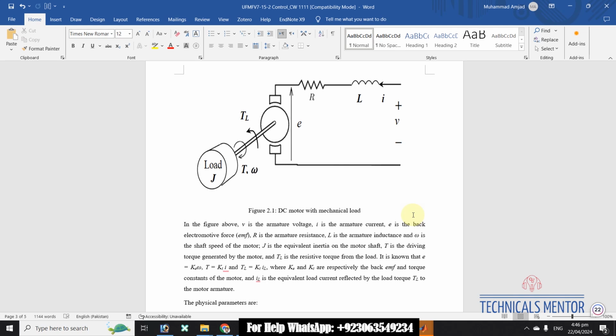It is known that E is equal to KE multiplied by omega, T is equal to KT multiplied by I, and TL is equal to KT multiplied by IL, where KE and KT are respectively the back EMF and torque constants of the motor, and IL is the equivalent load current reflected by the load torque TL to the motor armature.